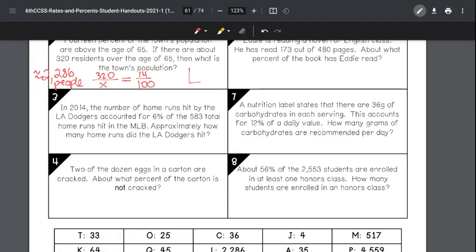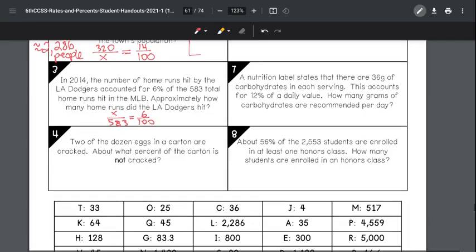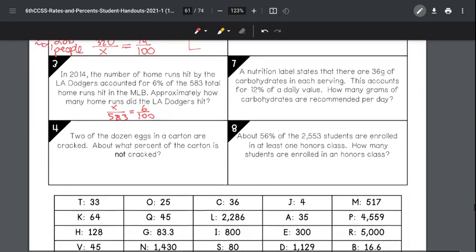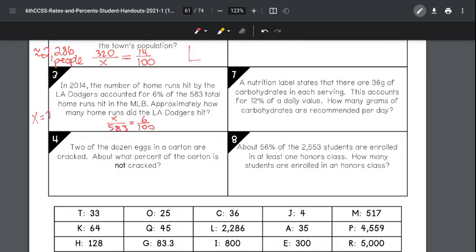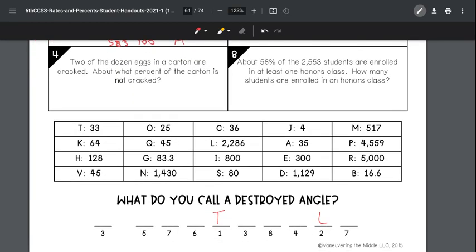Number 3, in 2014, the number of home runs hit by the LA Dodgers accounted for 6%. So Dodgers over the MLB. Of the 583 home runs hit in the MLB, we want to know how many home runs did the LA Dodgers hit. Cross multiply and divide. 583 times 6. Take that answer and divide by 100. Then we get 34.98. So we're going to round that and get x equals 35, which is letter A. So anytime you see a number 3, put the letter A.